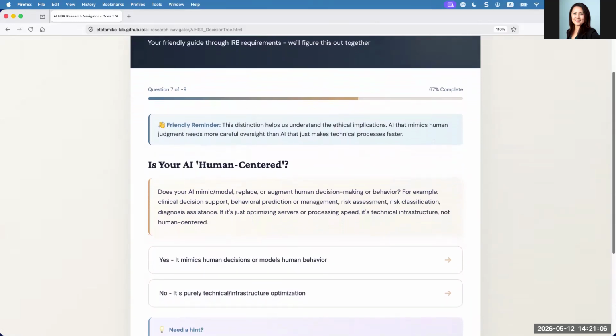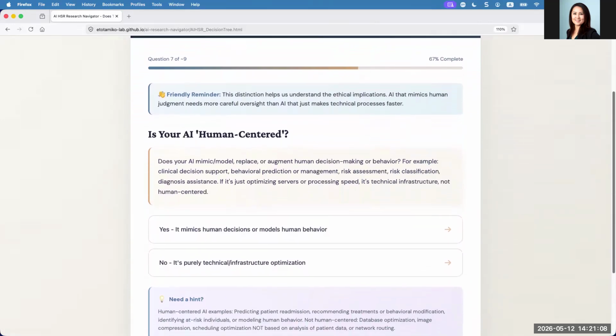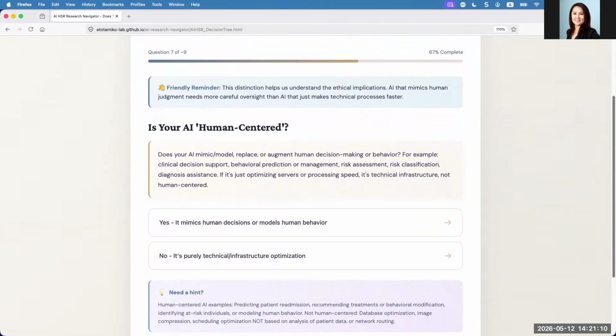Now the next one is: is your AI human-centered? So does our AI mimic human decision making? Absolutely. It's predicting clinical risk the way a clinician would. If it were just optimizing server performance, it would be technical infrastructure and therefore it wouldn't be human decision making.